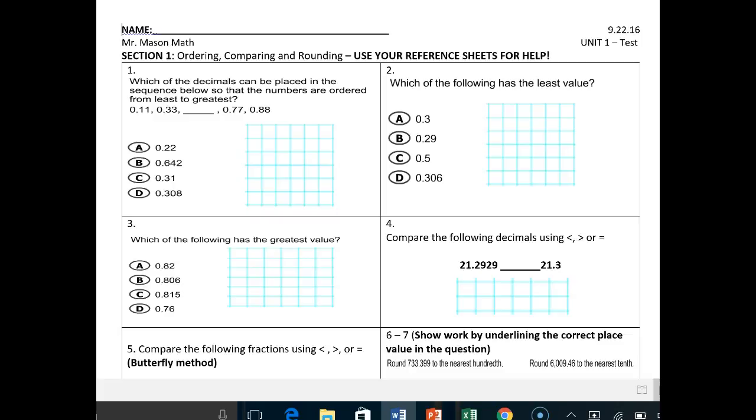So I'm going to read to you your Unit 1 test and tell you what each section is about and how to set up problems. So Section 1, ordering, comparing, and rounding. Use your reference sheets for help. Please have them out next to you.